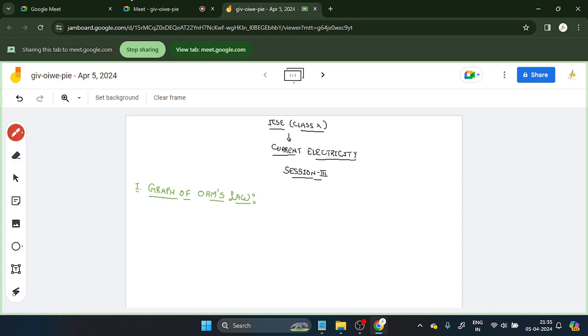Here what you are going to do is plot the voltage and current. When you plot the voltage and current graph, it is always going to come linear like this. Clear? Basically I am drawing with my digital pen, that's the reason I haven't shown it as perfect as it should be, but it is always going to come linear, the graph of Ohm's law.